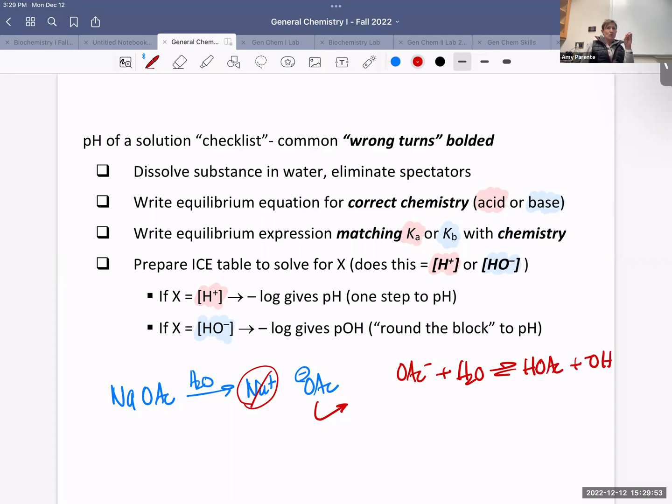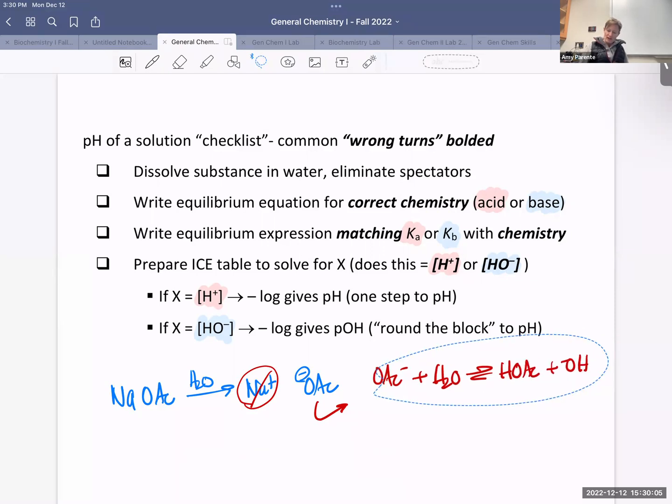So it's really important that you write your initial equation correctly, because otherwise you're not going to have the right equilibrium constant and so forth. So if this was a problem that we were doing, and I'll find an example here in the problems that maybe we were working on in class, we would have to choose a Kb for this.